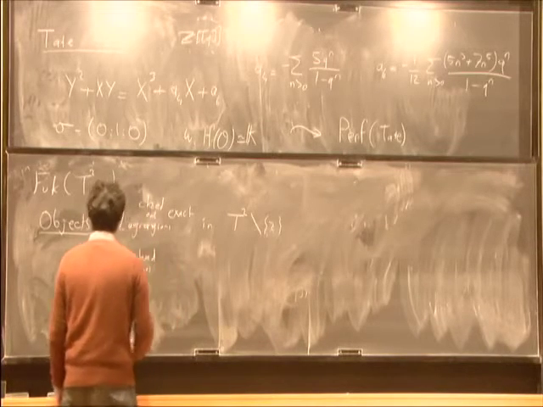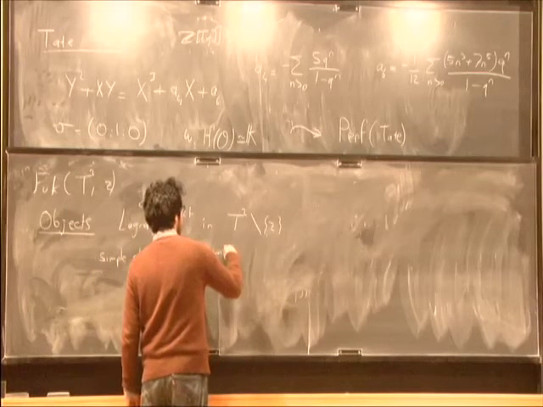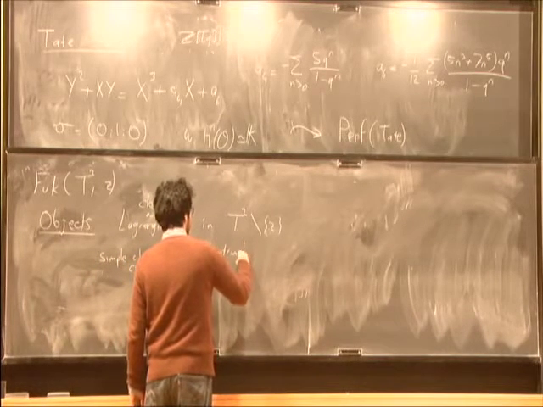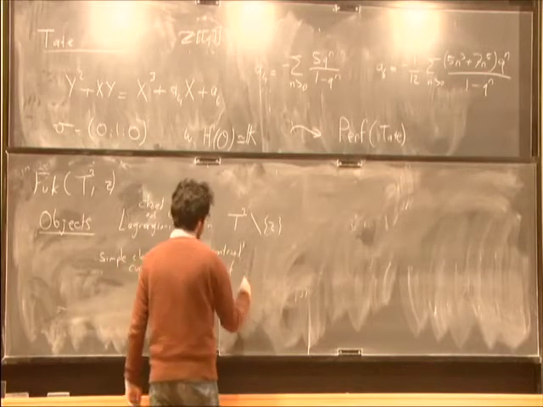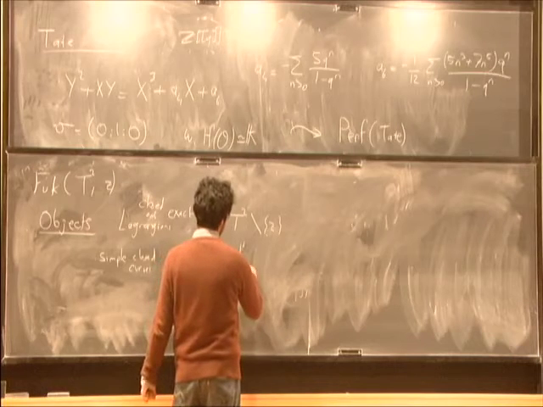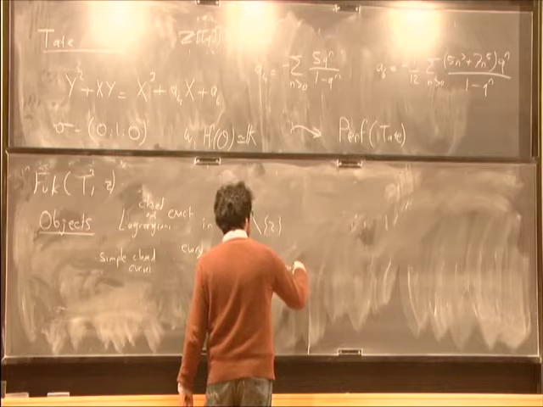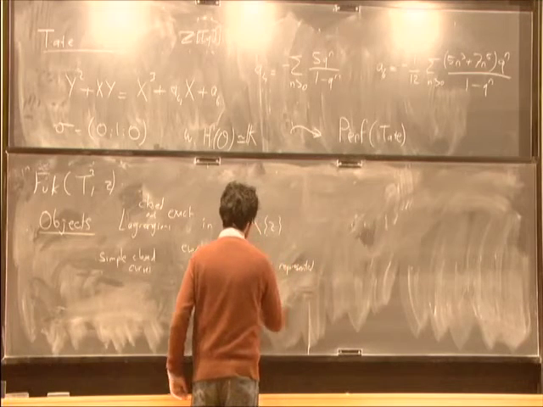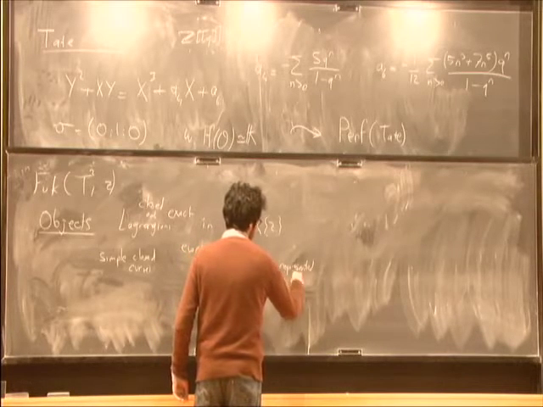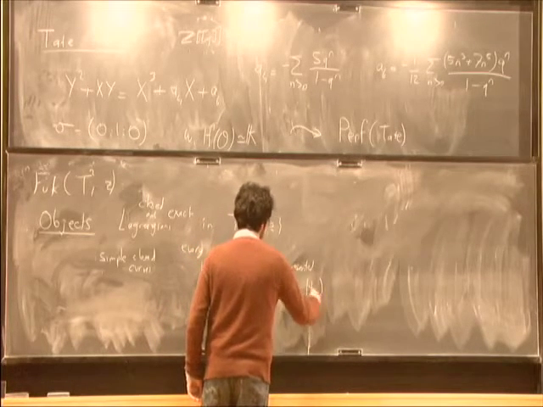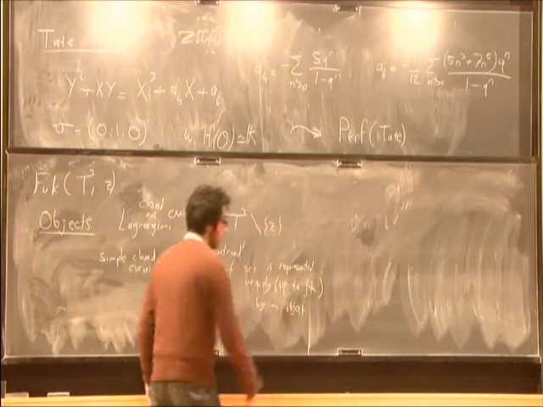Let me say it like this: every non-trivial homology class of simple closed curves is represented uniquely, up to Hamiltonian isotopy, by an object. Okay, so the objects are extremely simple.